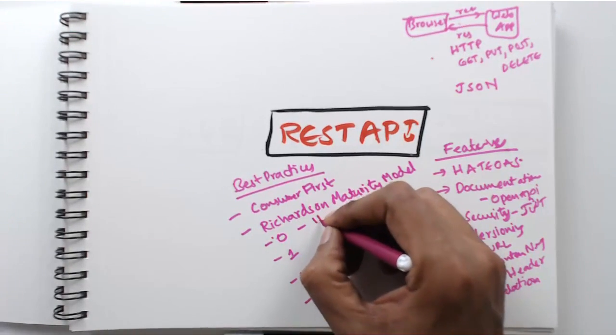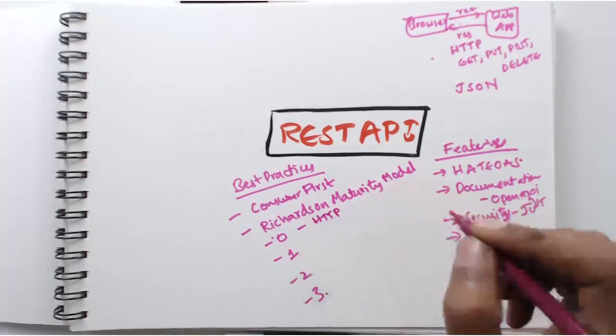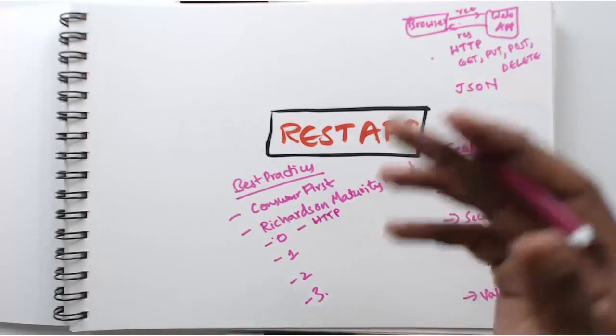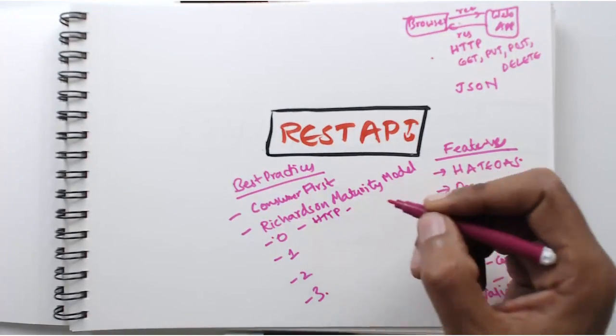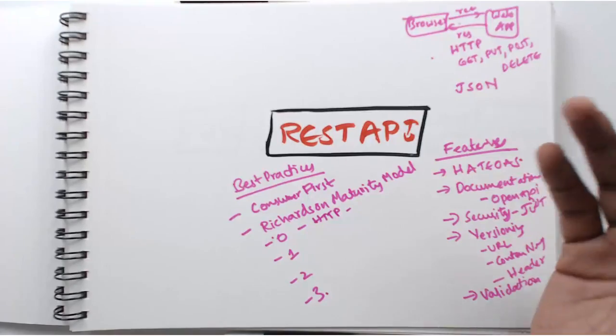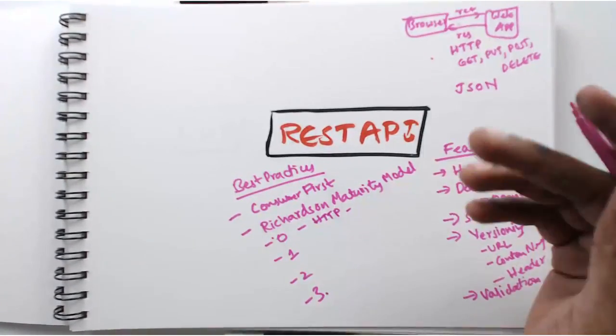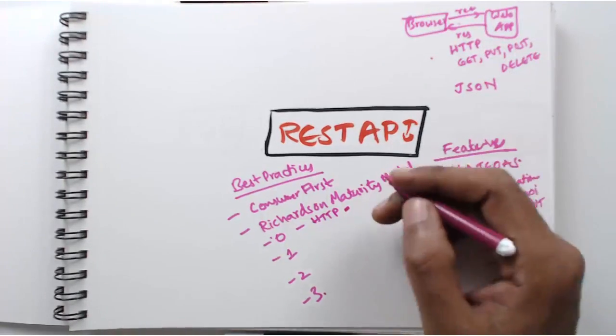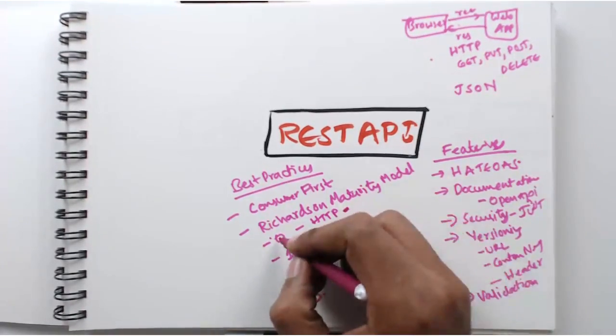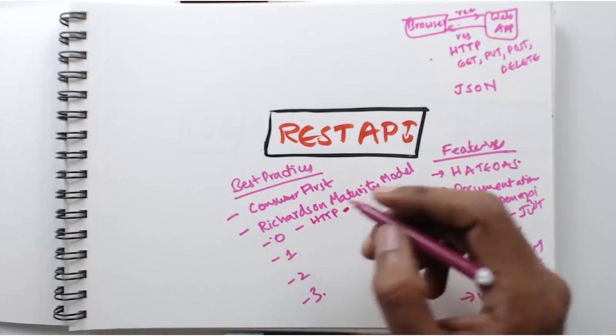Level 0 is just using HTTP as transport. So instead of using any other form of transport, you'd use HTTP. If you take normal SOAP web services and offer them over HTTP, they become a REST API as well. So they become REST APIs at maturity level 0.